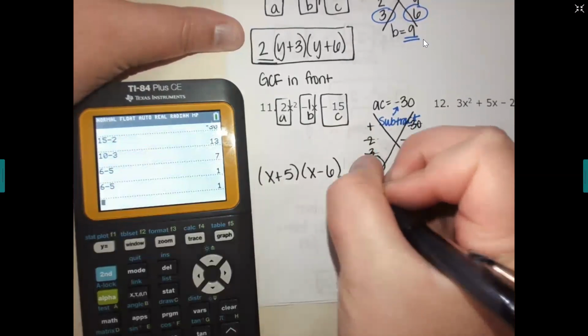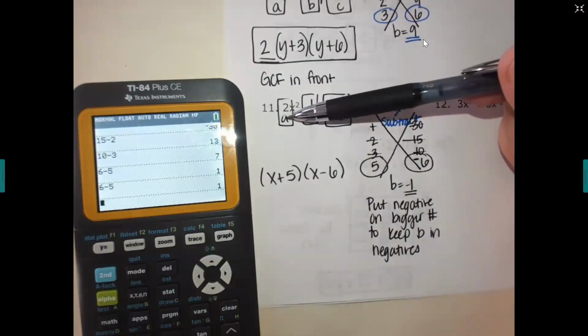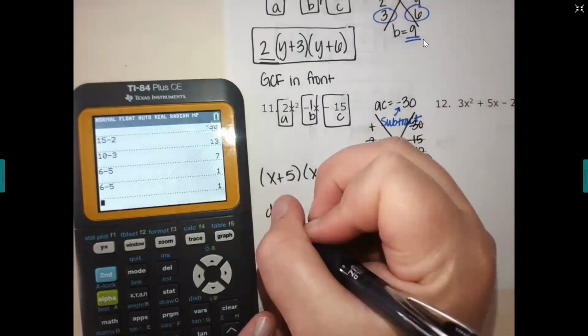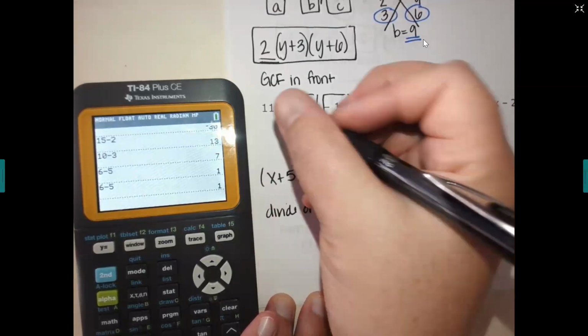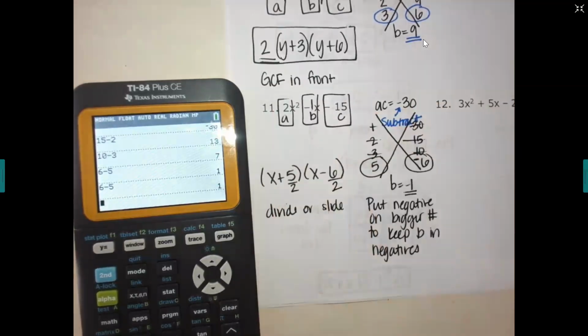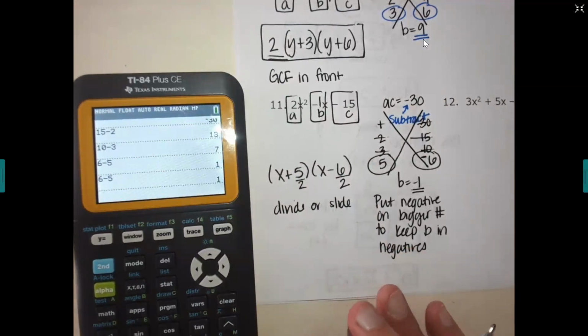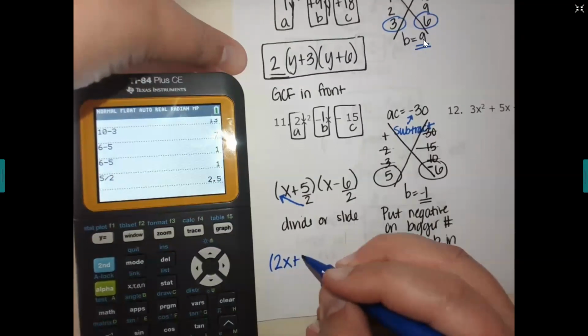And X minus 6. Now, you're only 1 and done if your A is a 1. So I look back at my A here and I see that this time my A is a 2. That means we're going to have to divide or slide. So I'm going to divide by 2, divide by 2. And then I'm going to see, can these numbers divide by 2 evenly or can they not? So let's see, 5 divided by 2 gives me a decimal. Then I'm going to say, nope, I'm going to slide that one. So that's going to go to a 2x plus 5.